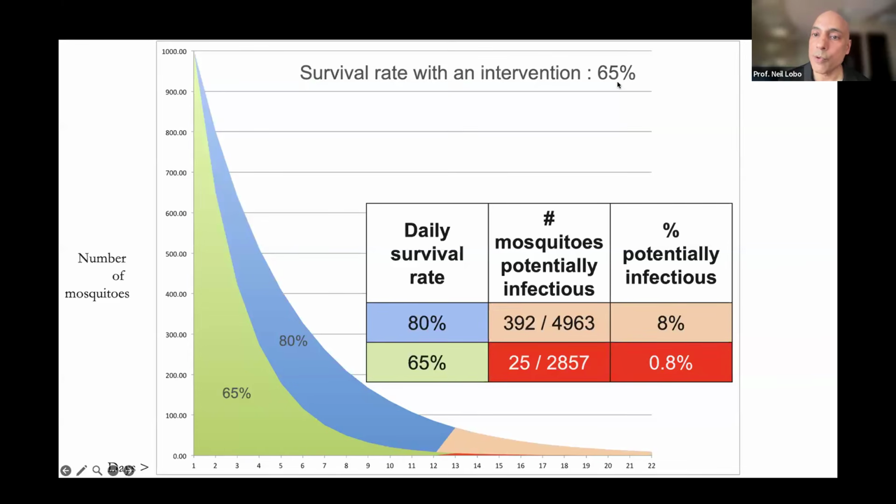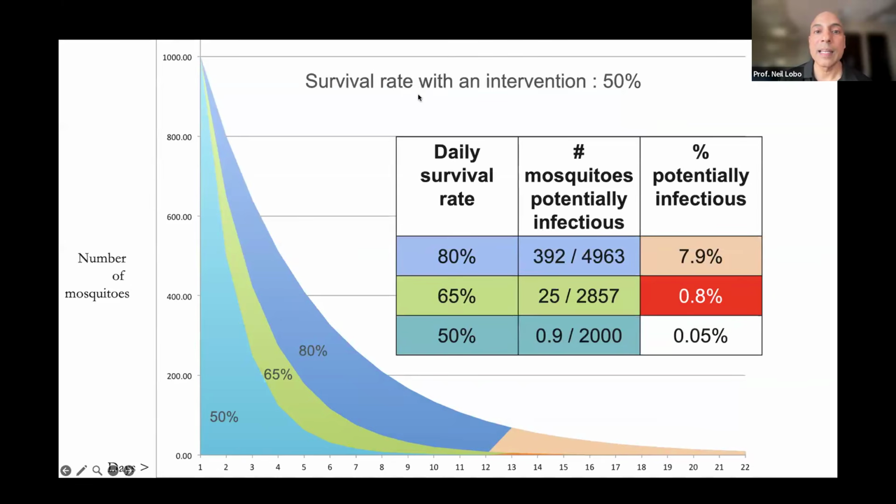Even though the survival rate was reduced 15%, the number of potentially infectious mosquitoes gets reduced 10 times. Correct? And that's because the proportion of older mosquitoes is hugely reduced. 10 times. It's not 15%, it's 10 times more. And that is the primary reason why, by increasing the daily death rate or decreasing the daily survival, you will have a huge impact on older mosquitoes and therefore a huge impact on potentially infectious mosquitoes and a huge impact on malaria.